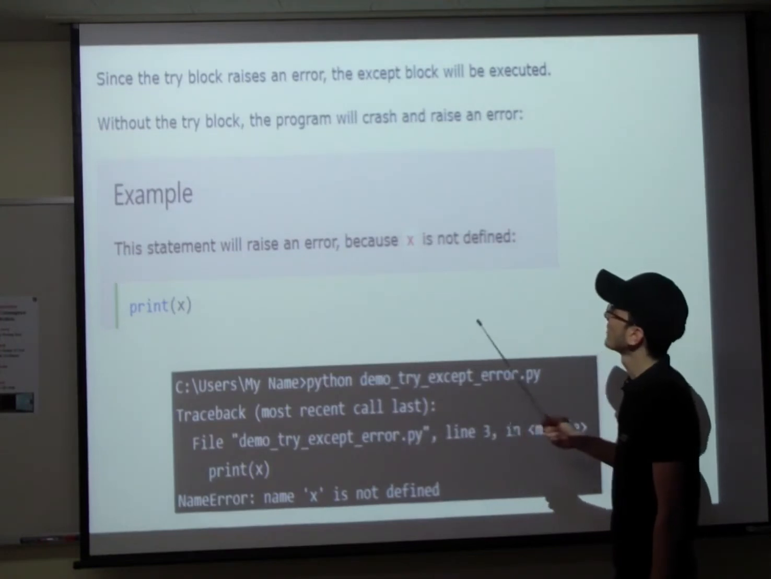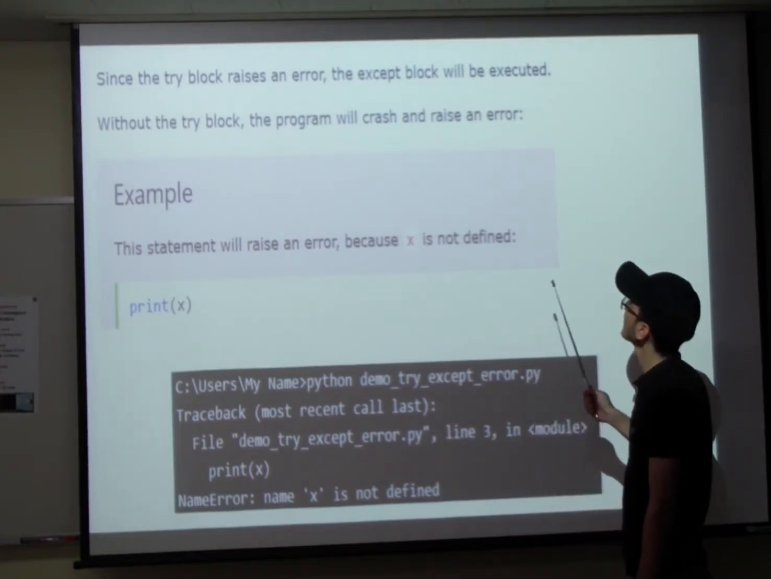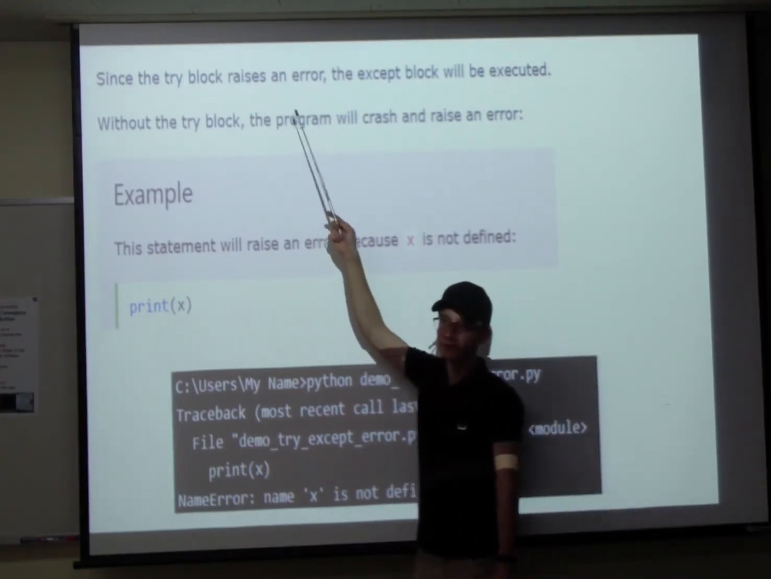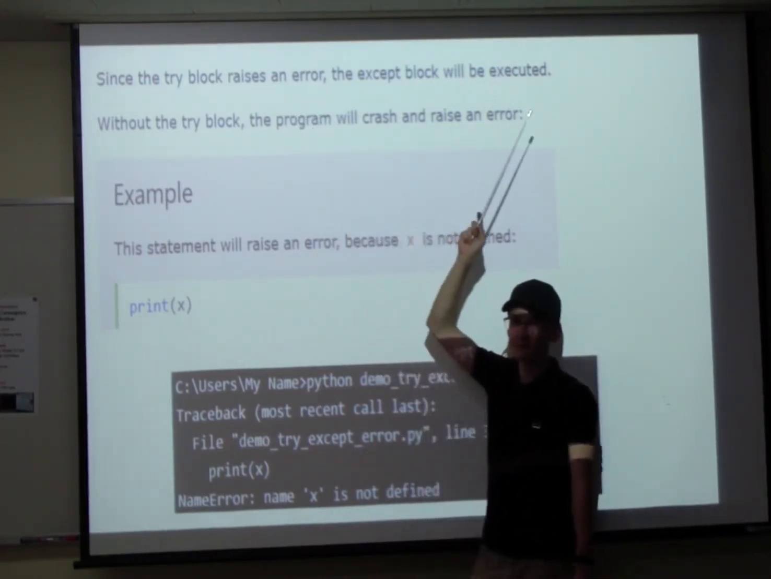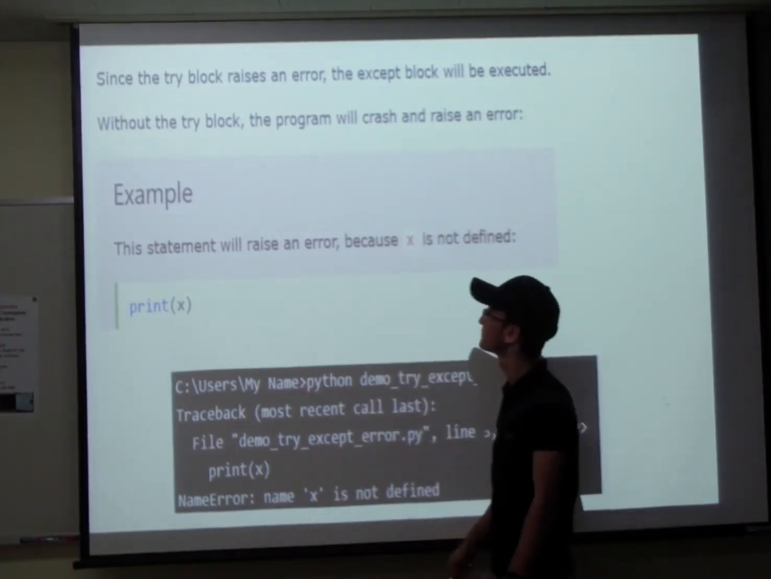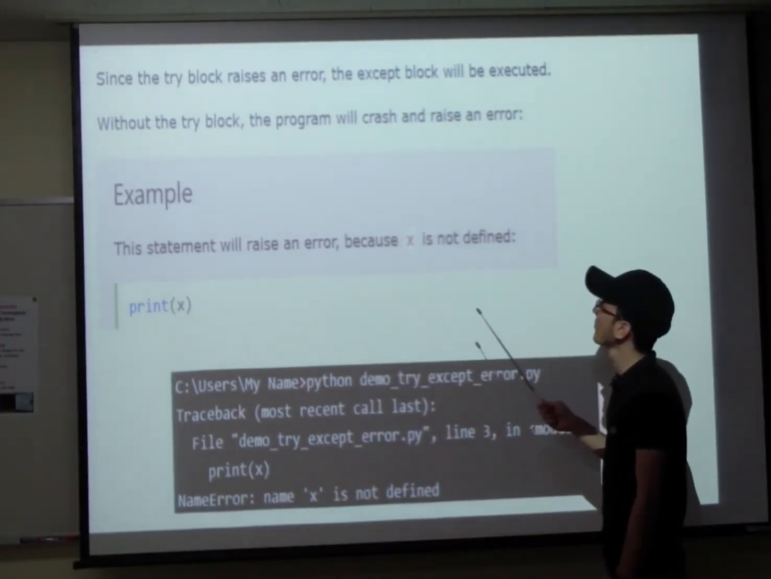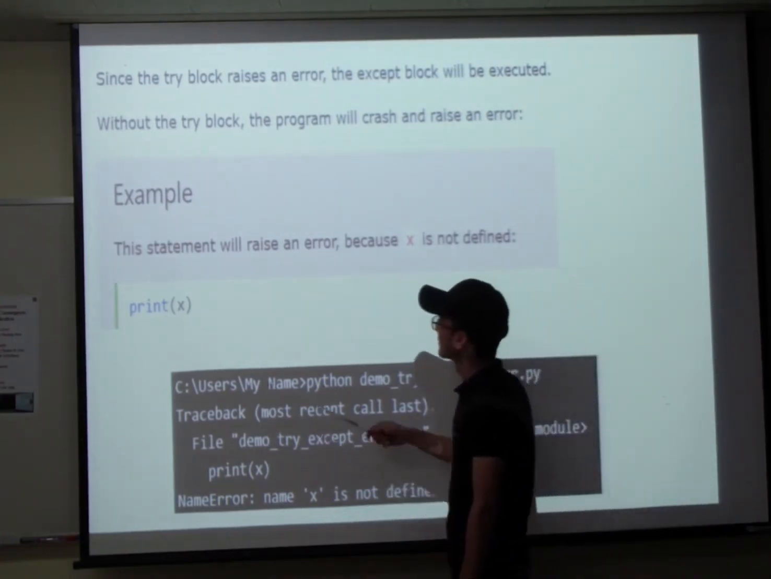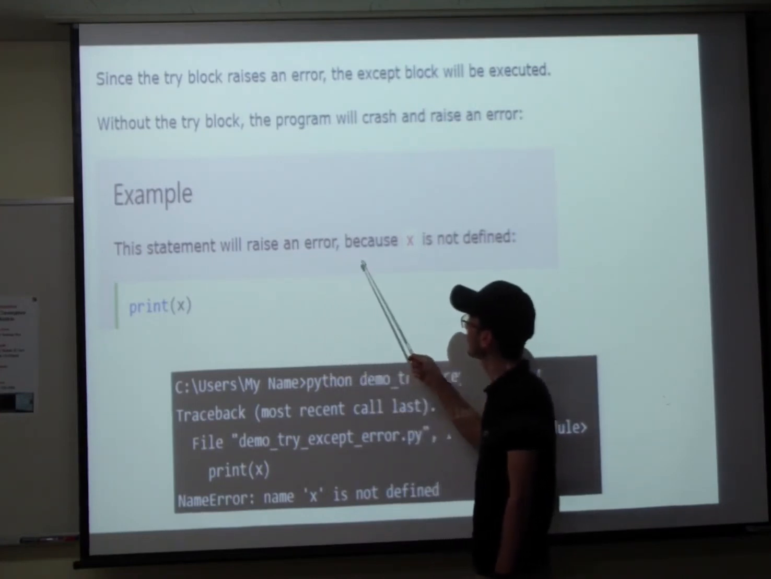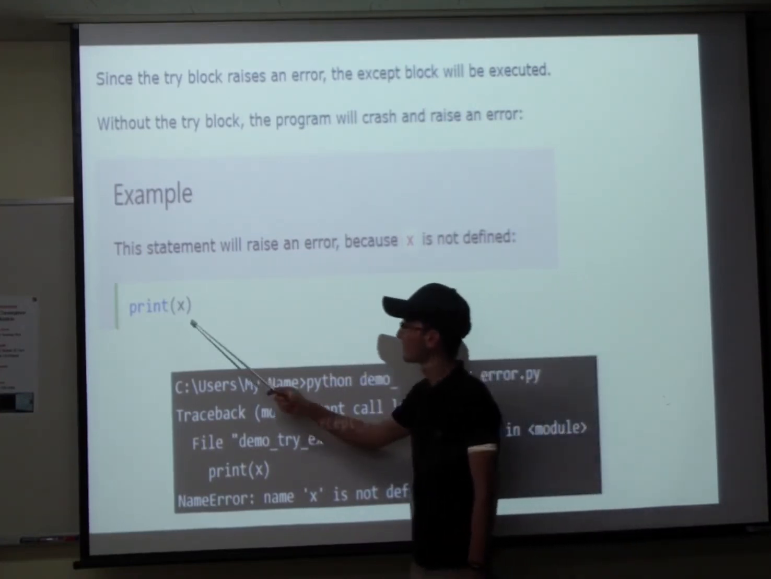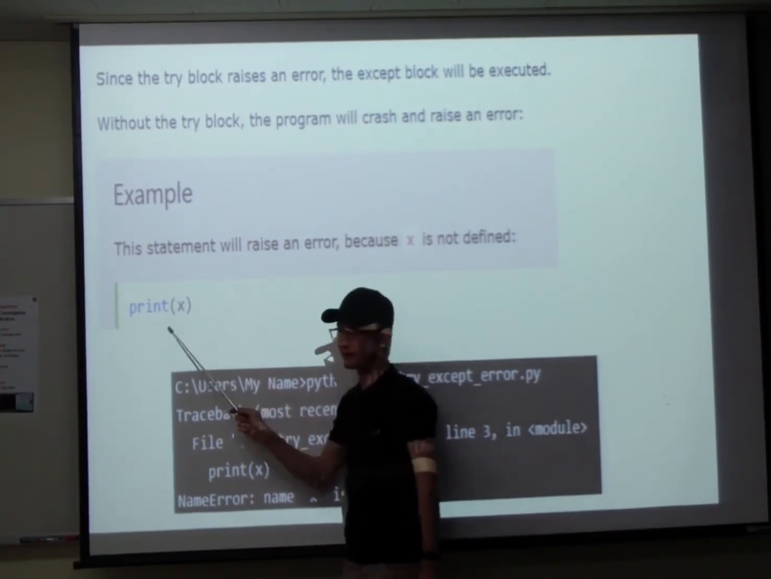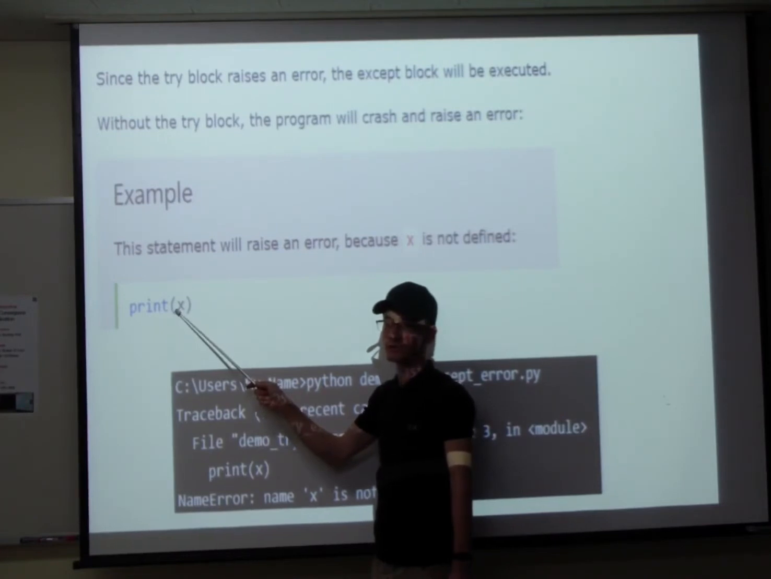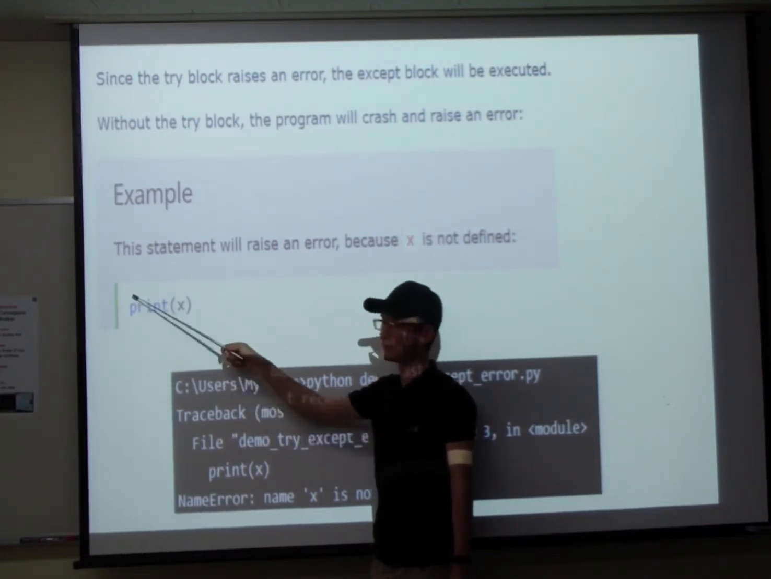Since the try block raises an error, the except block will be executed. So if we have error in our code in the try block, the except block will be executed. Without the try block, the program will crash and raise an error. This statement will raise an error because x is not defined. Print, we are not using print x. We don't have this kind of variable because we didn't define it above.